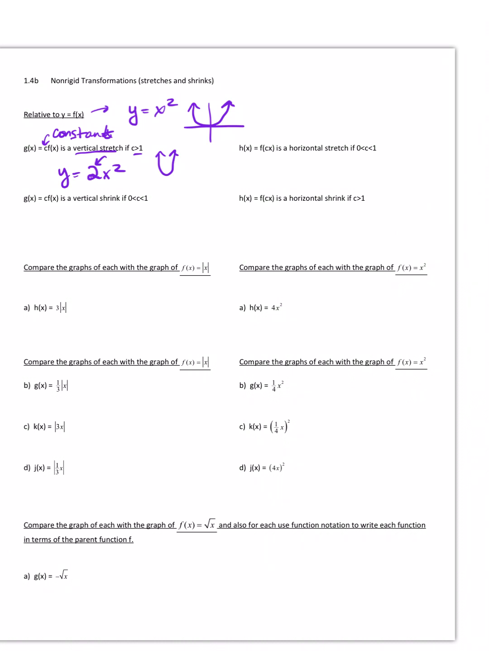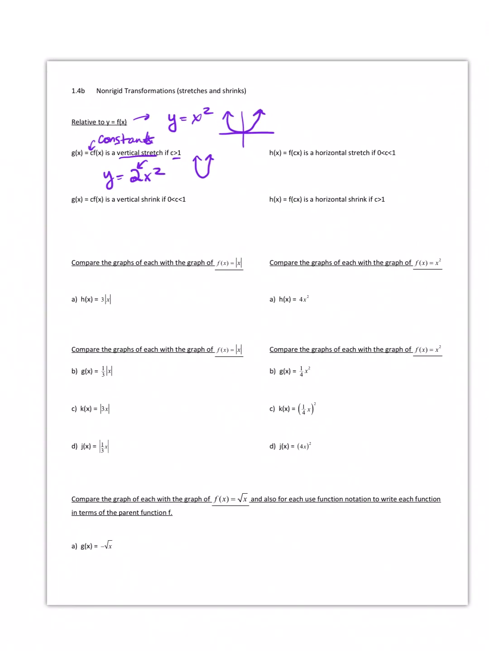Okay, we're just going to go down the left side because everything here on the left of our notes is vertical changes. Okay? Vertically what's happening. On the right is going to be horizontal. We'll get there in a moment. This is a vertical stretch.